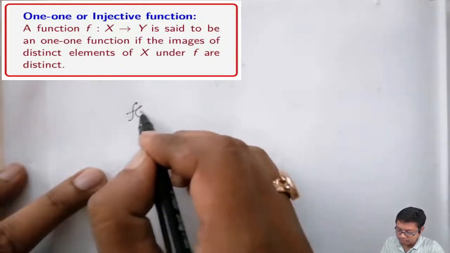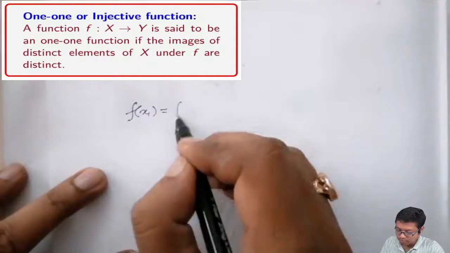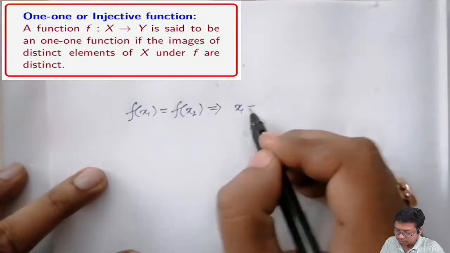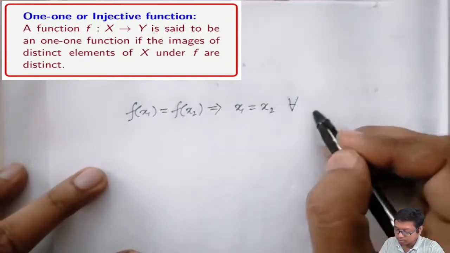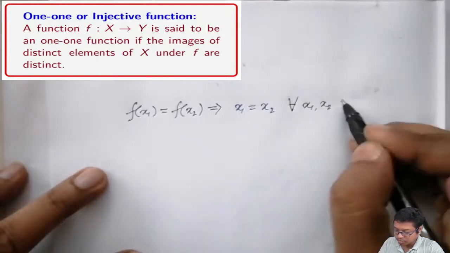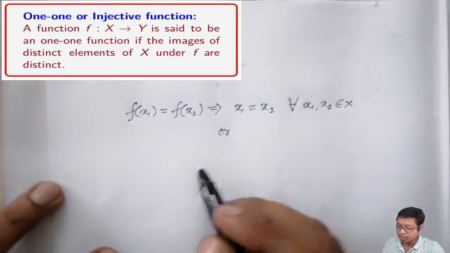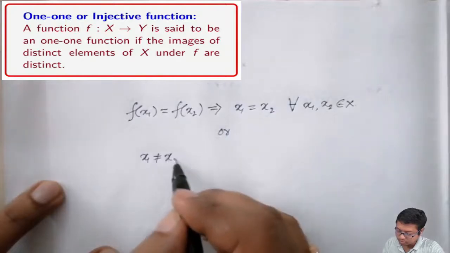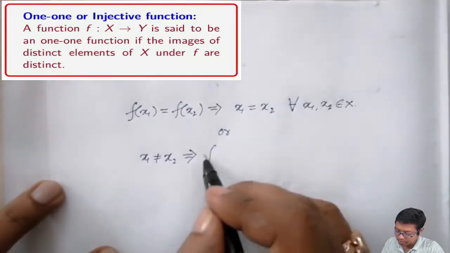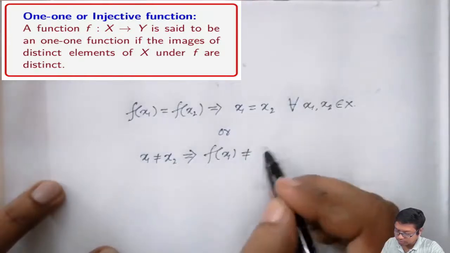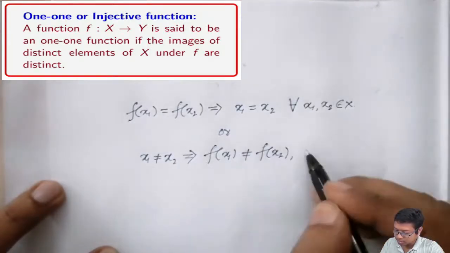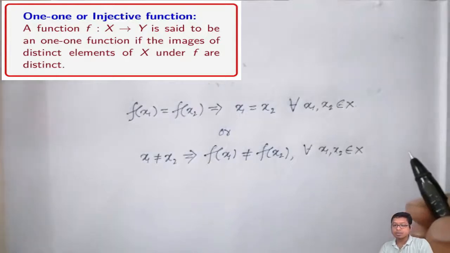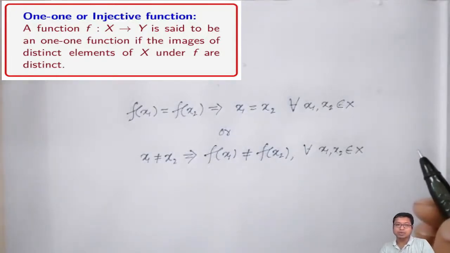f(x1) = f(x2) implies x1 must be equal to x2, and this must happen for all x1, x2 belonging to the domain. And the equivalent statement of this is x1 not equal to x2 implies f(x1) is not equal to f(x2), and this must happen for all x1, x2 belonging to x. And both these statements are equivalent. Any one of them can be used.